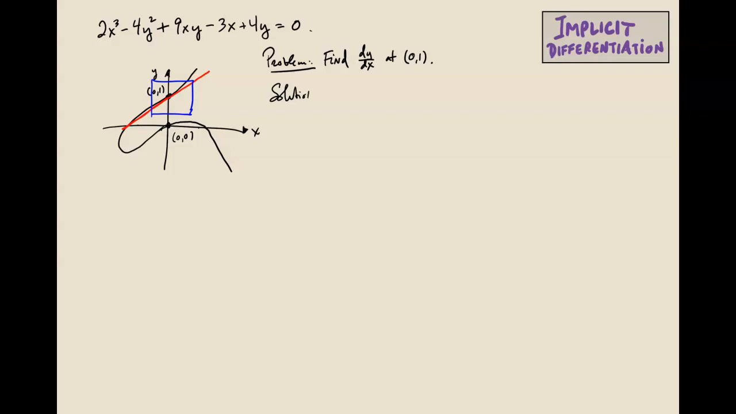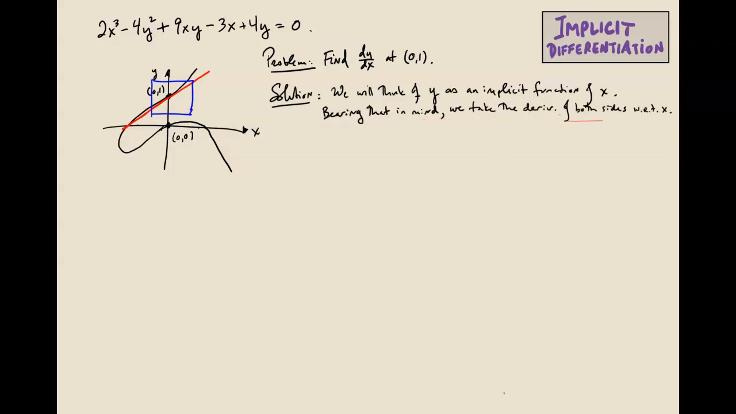Anyway, how am I going to do it? Well, our solution is going to proceed as follows. We will think of y as an implicit function of x, meaning that in this sufficiently restricted neighborhood, y is some function of x. We're just not going to spell out some formula for it. Bearing that in mind, we'll take the derivative of both sides of this equation with respect to x. Let's just write what I said symbolically. Here's our derivative operator with respect to x, and we're taking the derivative of the left-hand side, and of course, we will also take the derivative of the right-hand side, which is particularly simple in this case.